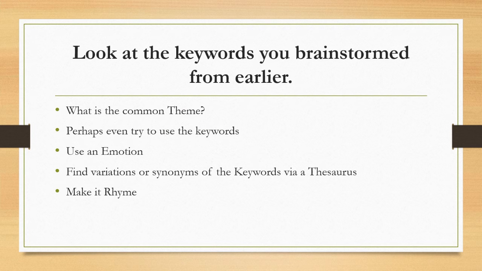So with that said, let's take a look at different ways of creating names. One way is to look at the keywords that you brainstormed in the previous videos, and look at the emotions that you brainstormed as well. Ask yourself, what is the common theme among the keywords that you have brainstormed? Perhaps even try to use an emotion or emotions, and find variations or synonyms of the keywords.